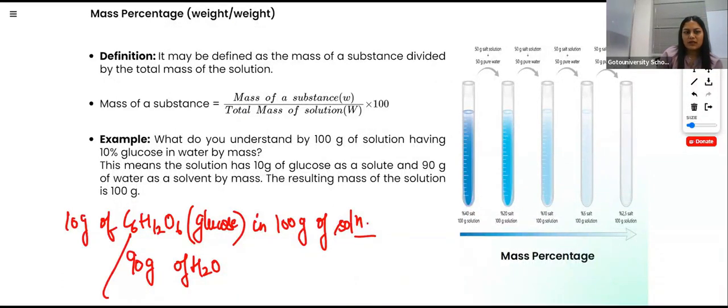So by this we can calculate the percentage amount of solute present in the solution, right? As you can read an example here, what do you understand by 100 gram of solution having 10% of glucose in water? This means that solution is having 10 gram of glucose. So this is easy to calculate, right?